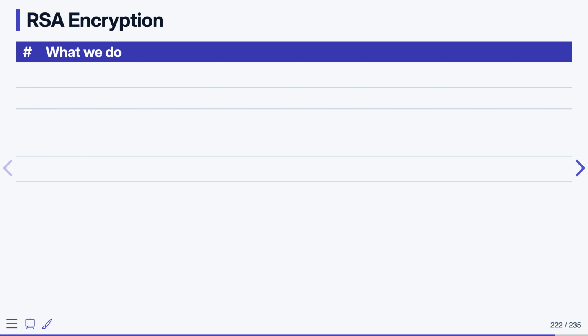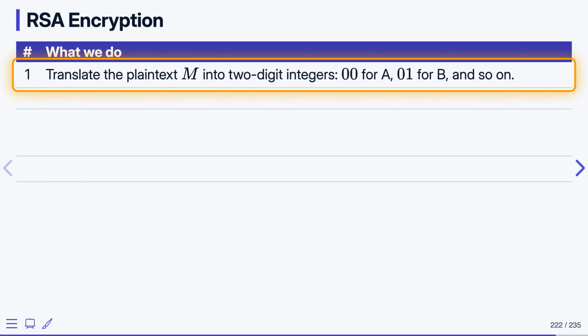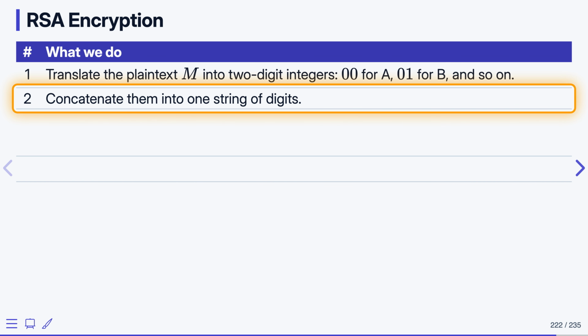Let's walk through how you lock a message with RSA. You are given the public key, the pair n and e. Step 1. Turn each letter into a two-digit number. A is 00, B is 01, and so on up to Z. Step 2. Glue all those two-digit numbers into one long string of digits.